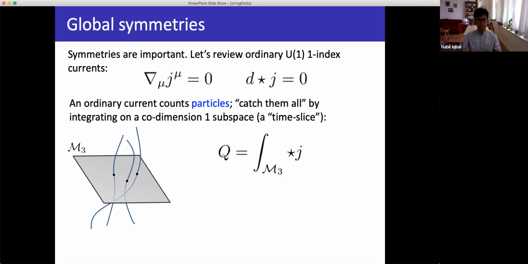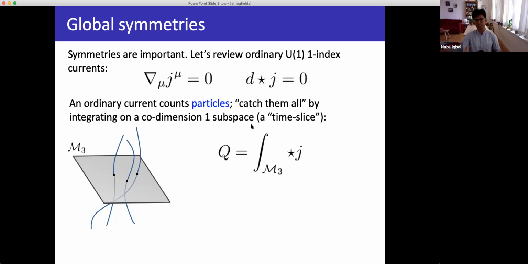Okay. Now, what does a current do? Well, an ordinary current counts particles, right? Like, for example, if you have a box full of particles and you want to count them, what you do is you integrate over all 3 dimensions of the box, and every time you get a particle, you count 1, 2, 3, 4, 5, 6, 7, 8. And that particle number is conserved, which means that if you do this once and you do this at a later time, you get the same answer for the number of particles. Okay, this is a very basic fact about conserved charges.